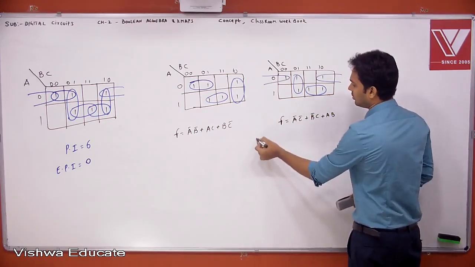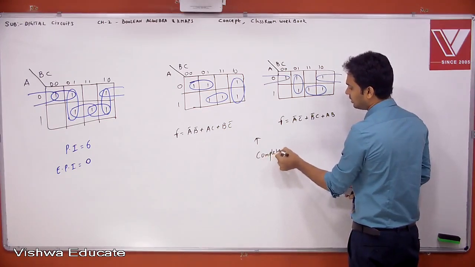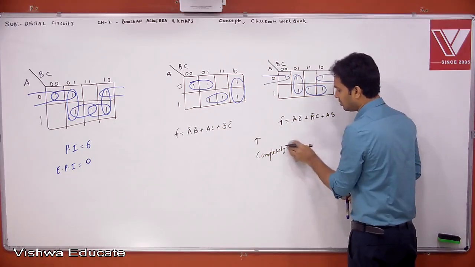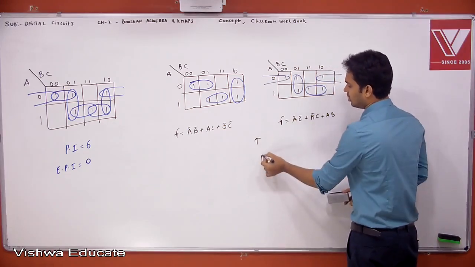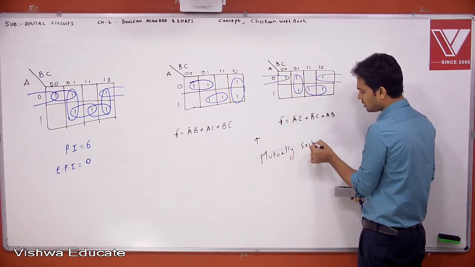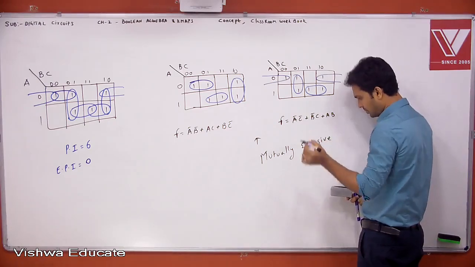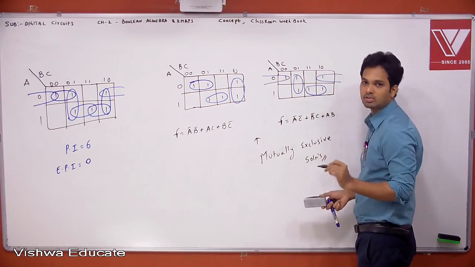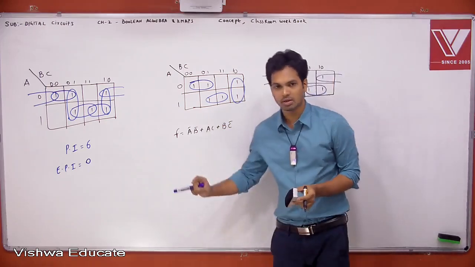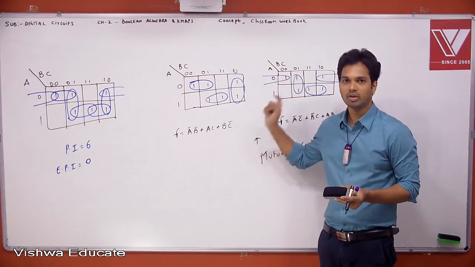Here we can say completely different, or there is a technical name we can call here: mutually exclusive solutions. We have two completely different or mutually exclusive solutions in this case. Okay, that is when there is no essential prime implicant. What is the condition? You can have completely different solutions here.